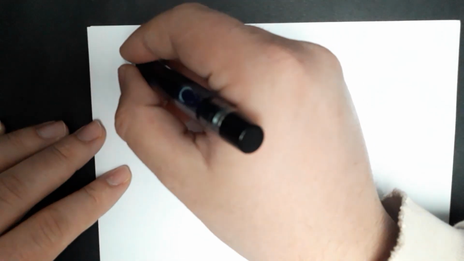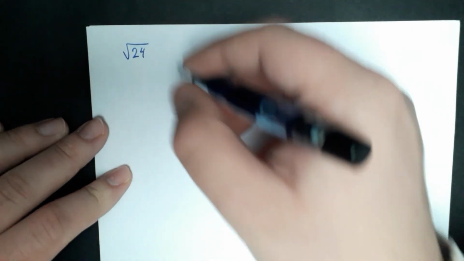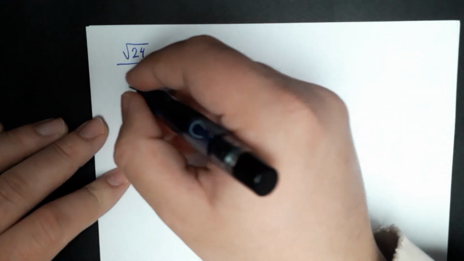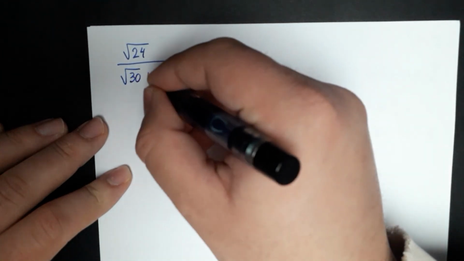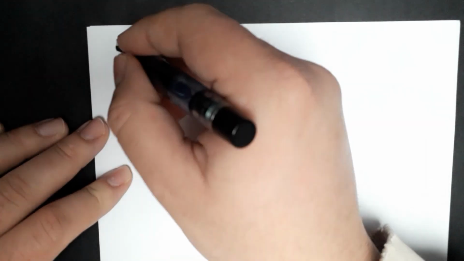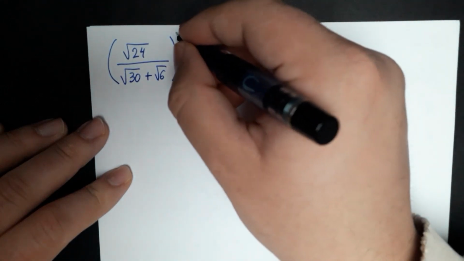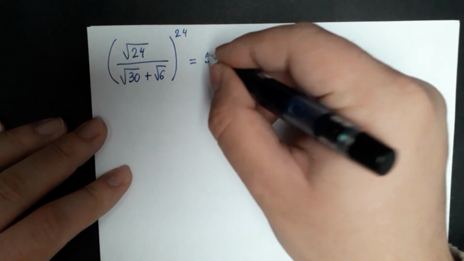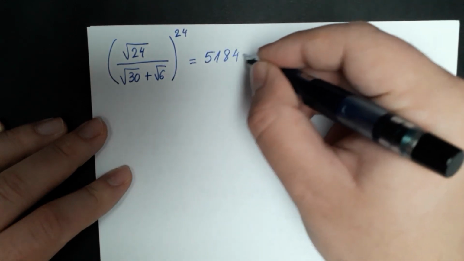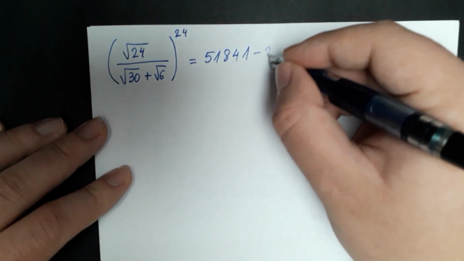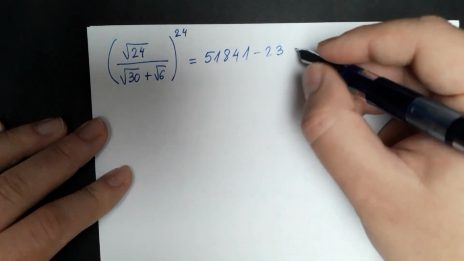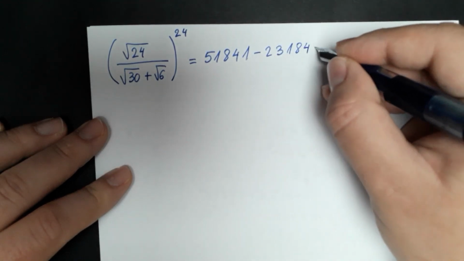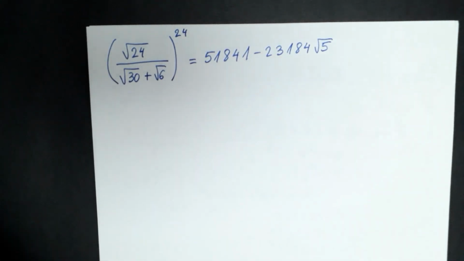And finally, we have a solution that the square root of 24 divided by the square root of 30 plus the square root of 6, the entire fraction raised to the power of 24, is equal to 51,841 minus 23,184 square roots of 5.